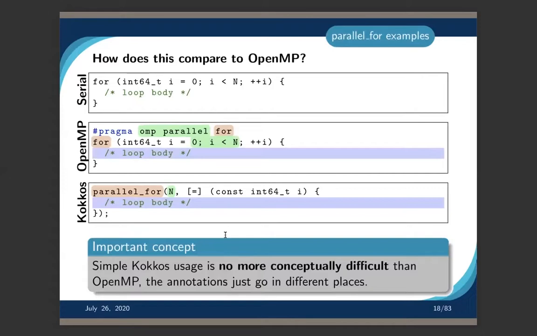So how does this compare then to just OpenMP? We have the serial version of the loop, right? You have just your normal for loop, and in OpenMP, what you did yesterday, you write something like pragma omp parallel for on top of it, and in Kokkos you just write parallel_for, and then add that little bit of lambda syntax. So all in all, this is actually a bit less typing than in OpenMP, but it's really not more conceptually difficult than OpenMP or even serial code. It's just that the annotations in Kokkos go in a slightly different place than in OpenMP.